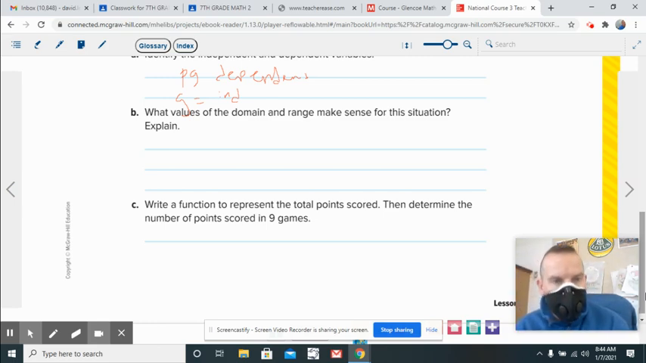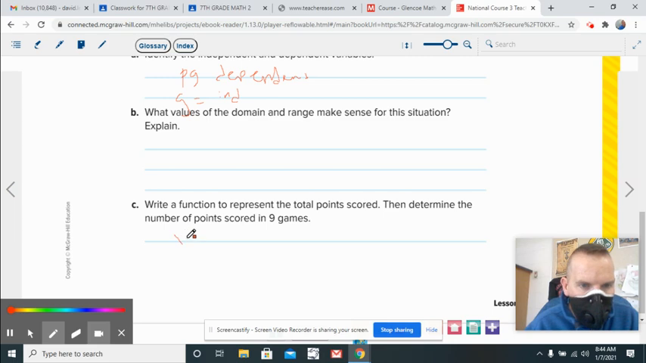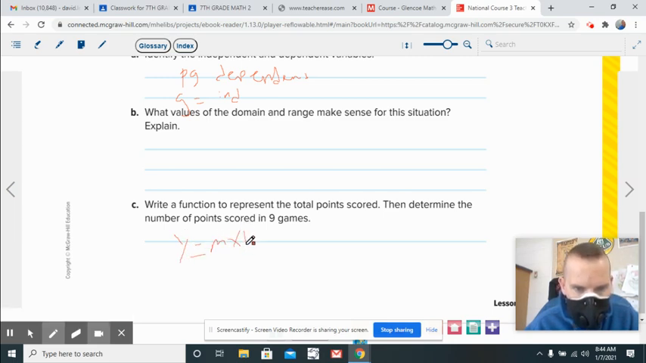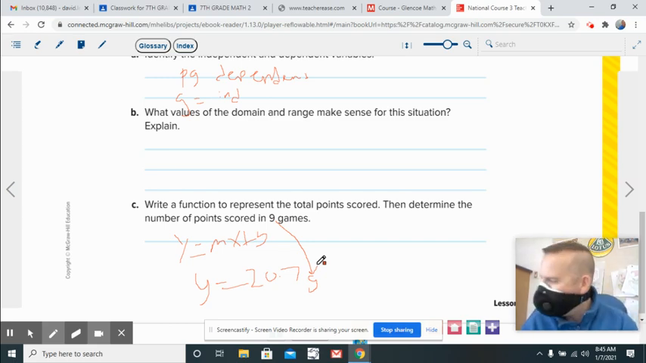Part C says write a function to represent the total points scored. Well, again, I like to use y equals mx plus b. And we're most familiar with that. Y equals, well, he's scoring 20.7 points per game, right? So 9 games. Yep, you're right. So you just multiply 20.7 times 9.